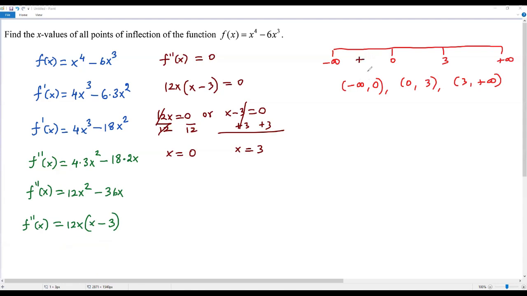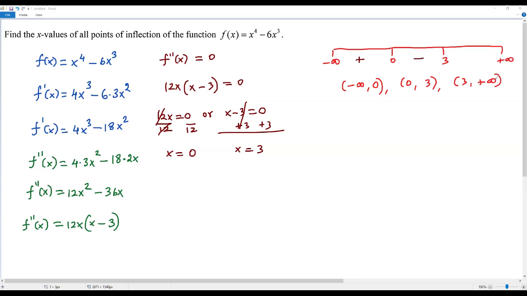Okay, now let me take the second interval, that is 0, 3. Let me take a random value in this interval. I think we can take 1. When I plug in x equals 1, let's see what's the sign of f double prime of x. 12 times 1, and 1 minus 3 is negative 2. This 12 is positive, this 1 is also positive, and this negative 2 is negative. Positive times positive is positive, positive times negative is negative. So f double prime of x becomes negative in the second interval, that is between 0 and 3.